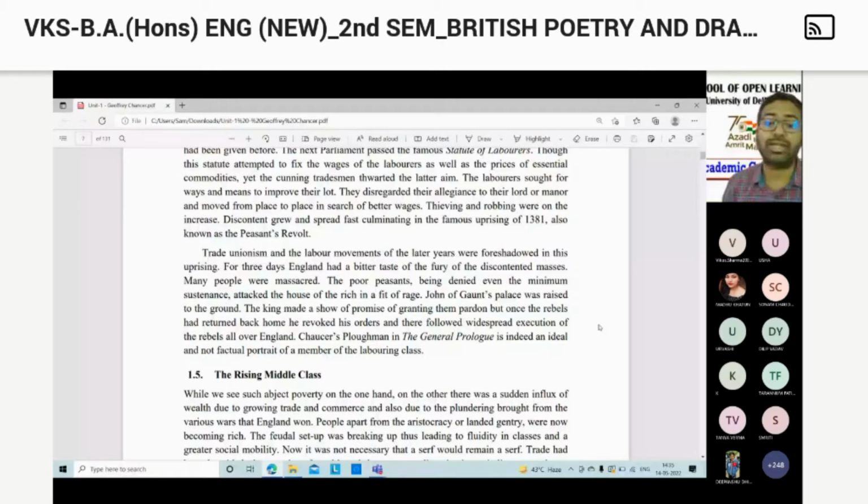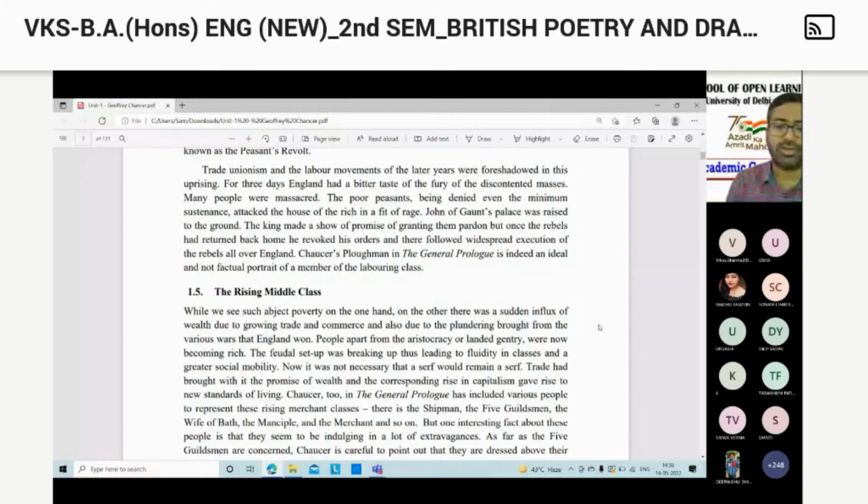The king made a show of promise of granting them pardon, but once the rebels had returned back home, he revoked his orders, and there followed widespread execution of the rebels all over England. But they could not get their rights because the king was against them, and the king had started killing them. Chaucer's plowman in the general prologue is indeed an ideal and not factual portrait of a member of the laboring class. So the plowman's tale, which is present within the general prologue, refers to all these sufferings of the labor classes. This general prologue presents the sufferings of the labor classes, the middle classes, the rich people, and all the others who are actually contributing in some way to the creation and the sustenance of the society.